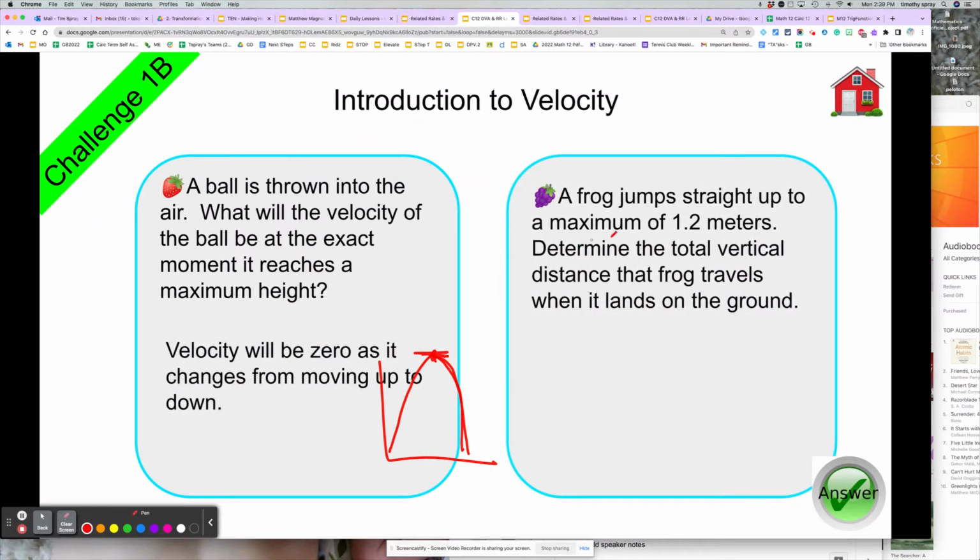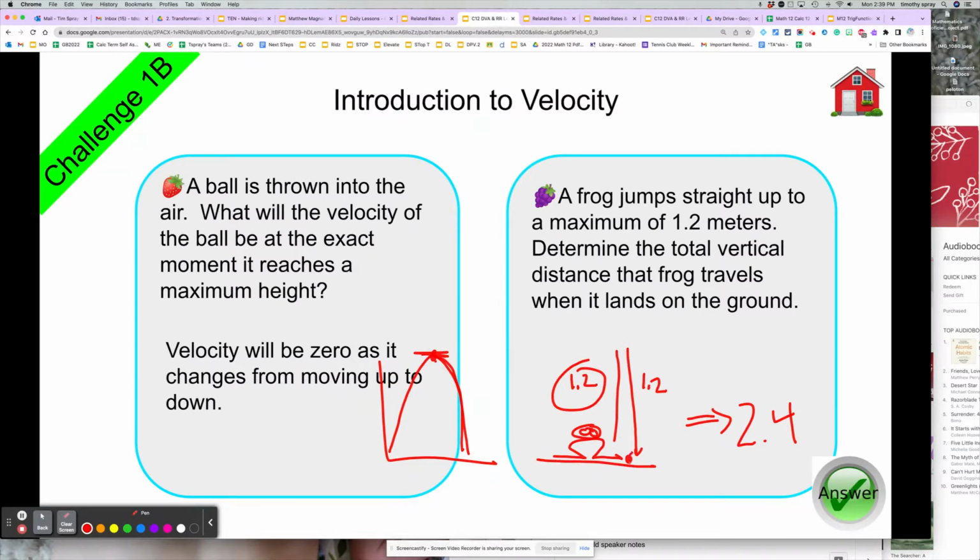A frog jumps up to a maximum height. So this is my frog that I'm going to draw with some big eyes here. It's going to go up, and then it's going to come back down. Okay, and it says determine the total vertical distance that the frog travels. And it goes 1.2 this way and 1.2 this way. And so we would see that the total distance would be 2.4. Many people might be tempted to think it's 1.2. Some people might even say it's 0 because he went up, he came down, and he's in the same spot. But if we draw the picture, we know that he went one way and came back down, so it has to be 2.4.